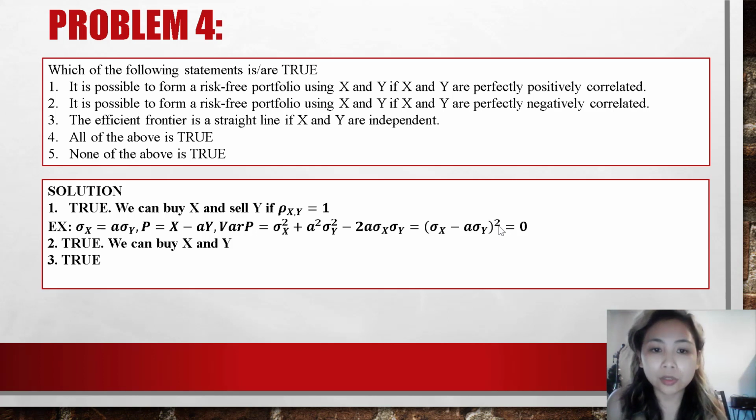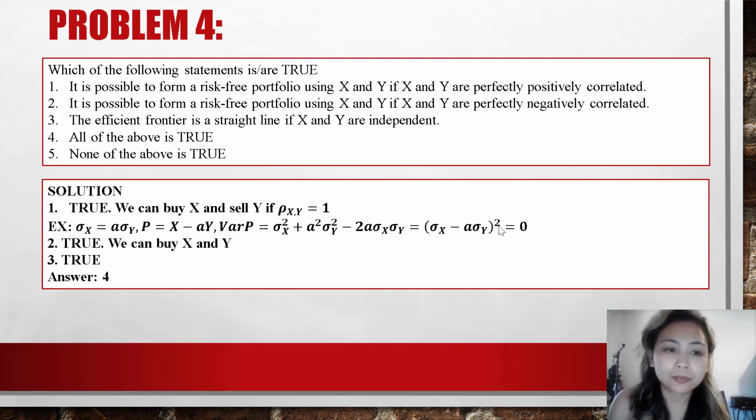Number 3 is also correct. The efficient frontier is a straight line if X and Y are independent. Yeah, when they are independent, then the efficient frontier is a straight line. And the correct answer here is 4, because all of these statements are correct.